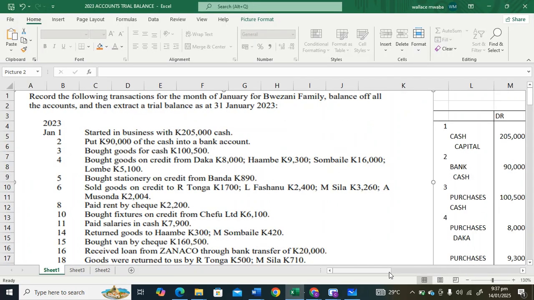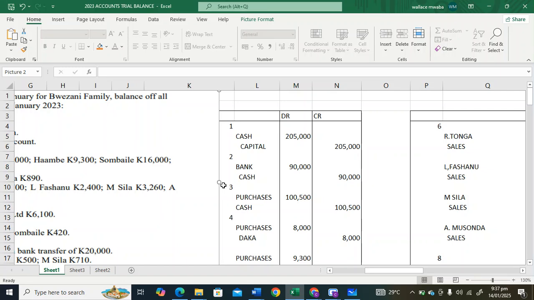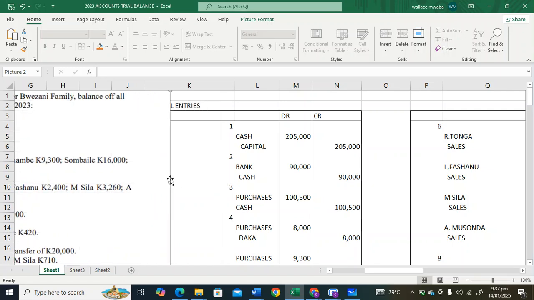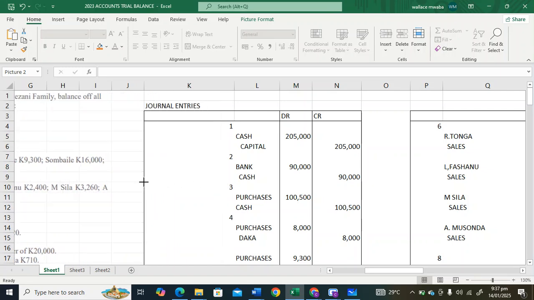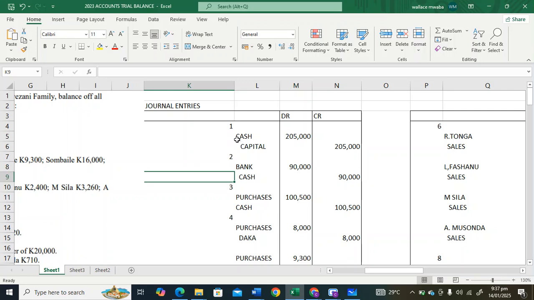So you're going to debit cash 205,000 kwacha. This is how you make a journal entry. You always start with the debit. Never start with the credit, colleagues. You will lose marks. So you start with the debit: debit cash 205,000 kwacha, credit capital 205,000 kwacha. And you need to open both accounts, the ledger accounts. You need to open the cash account and you also need to open the capital account.